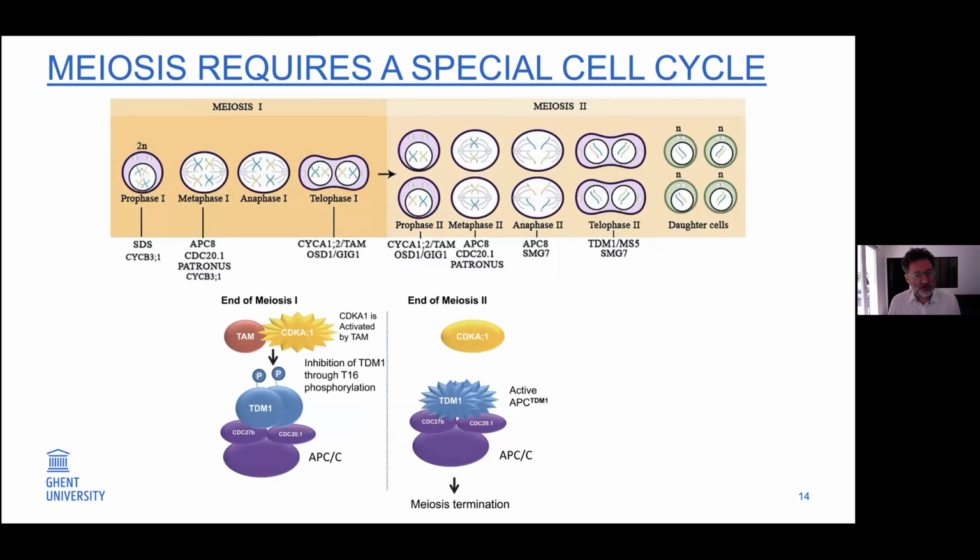The second type of impact of high temperature on sexual reproduction, and especially in meiosis, is the impact on the cell cycle. Indeed, meiosis requires a specialized cell cycle, and that's because there are two separation events of chromosomes with only one DNA duplication event. So what you have in the normal cell cycle is that DNA duplicates during the S phase, and that chromosomes condense and separate during the mitotic event.